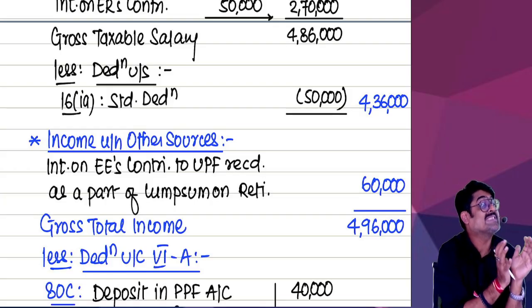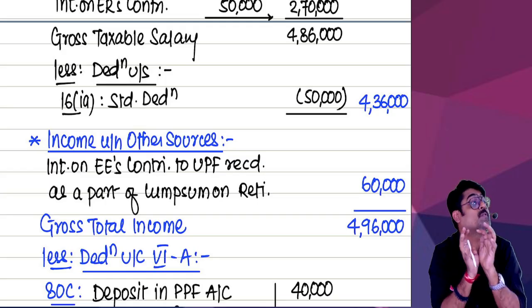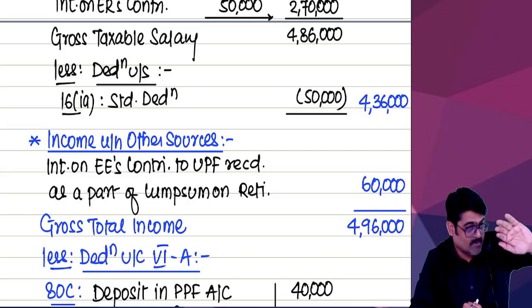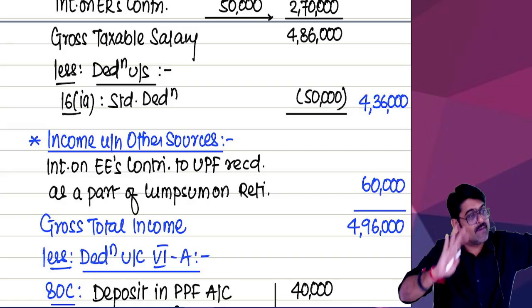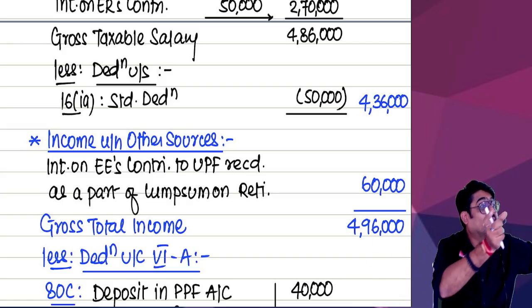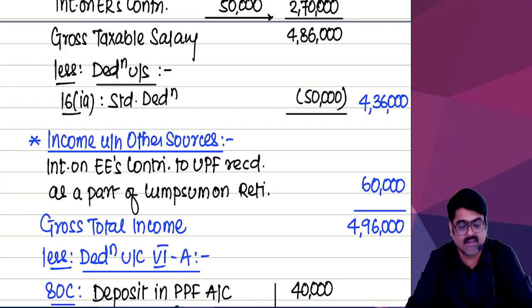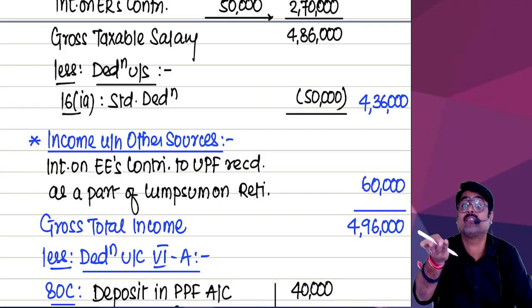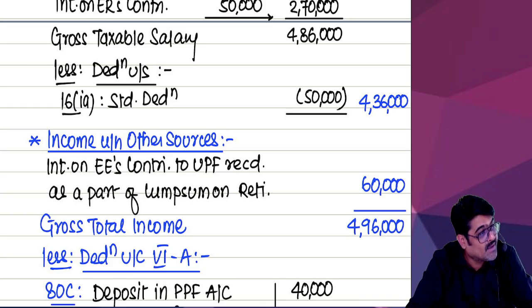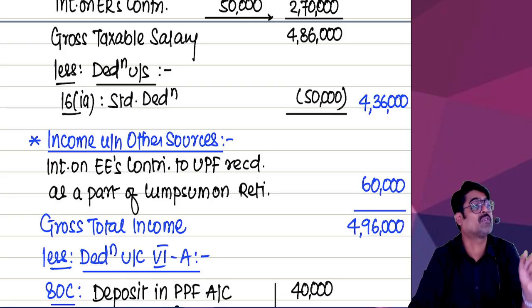How much will be the taxable amount of lump sum from UPF? 6 lakh. Remove 2,70,000. Whatever remains is taxable. Out of 6 lakh, remove 2,70,000 because that is the employees' contribution coming back. How much is remaining? That will be the taxable amount of lump sum.